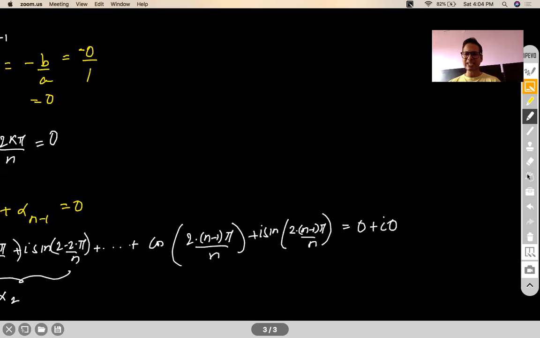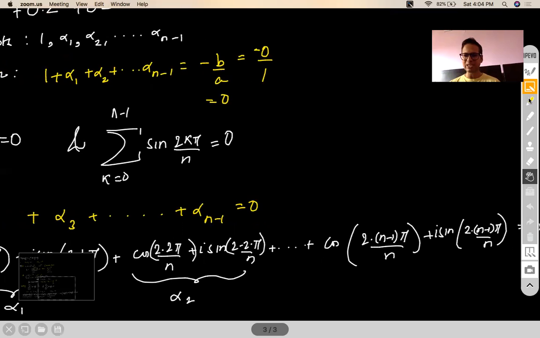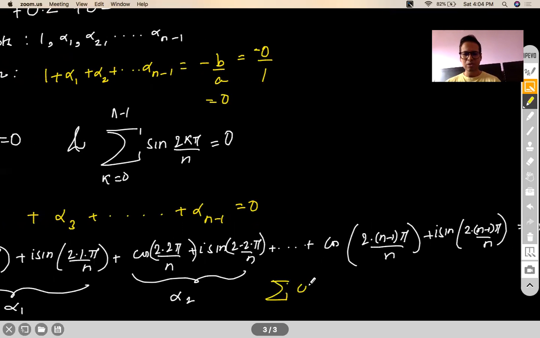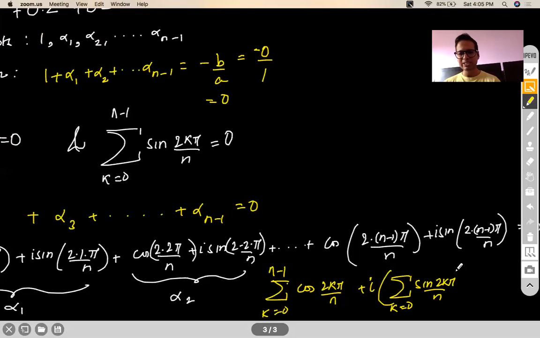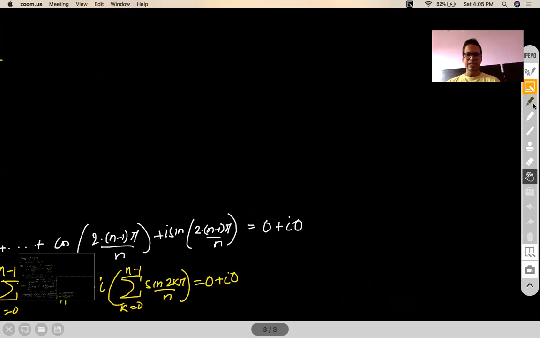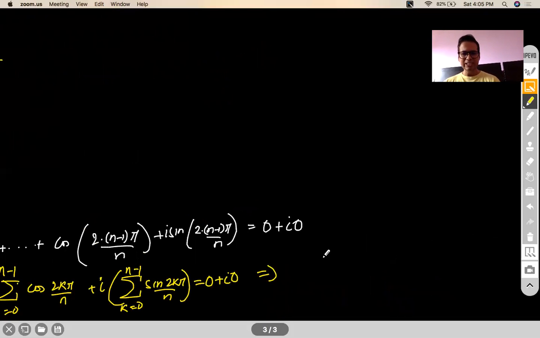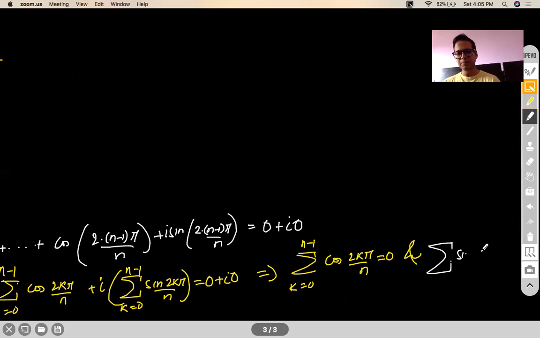So from here, I have written on the left side summation of cos 2k pi by n from k equal to 0 to n minus 1 plus i times summation of sine 2k pi by n, k equal to 0 to n minus 1. This is equal to 0 plus i0. Correct? Yes or no? Now, this means individually these real terms are 0. That means this summation from 0 to n minus 1 is 0, and this summation is also 0. Please make a note of this.